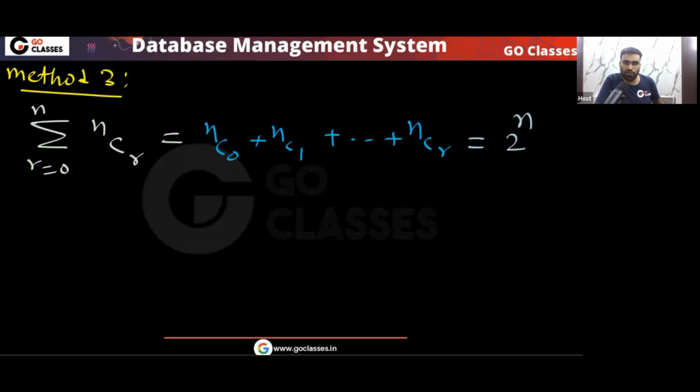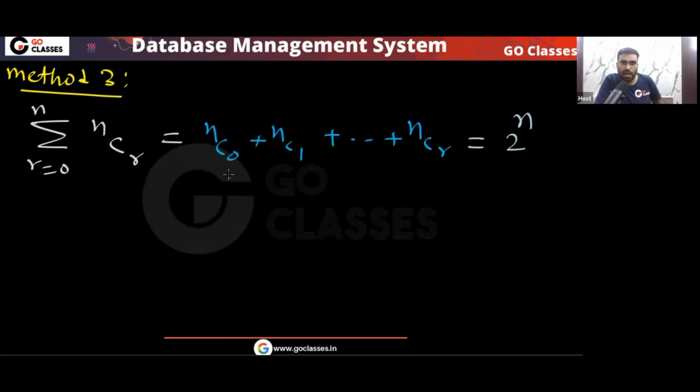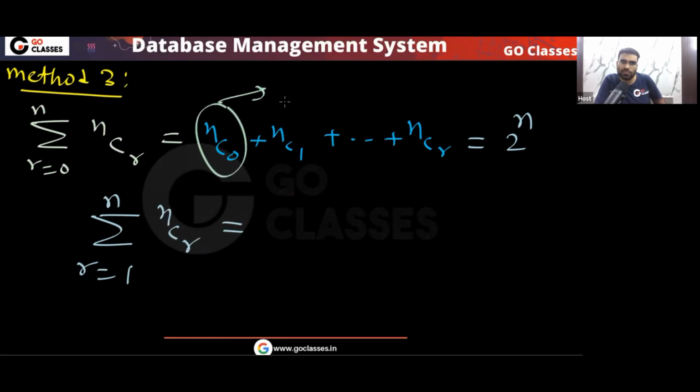So tell me what value we want. We want r equal to 1 to n. Means I want this value. So what will this value become? Summation r equal to 1 to n ncr. That will become what? This value, nc0, is anyway 1. Yes or no? This value is 1. So I will get 2 power n minus 1. This is what I will get.